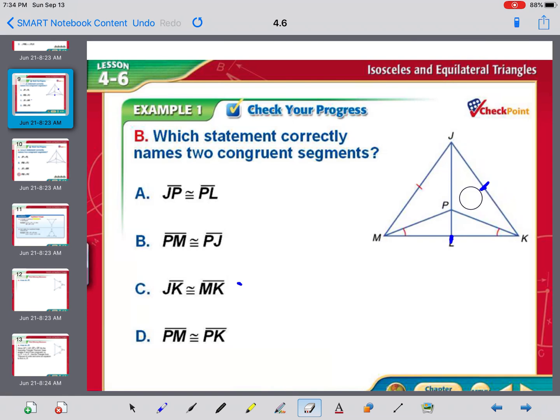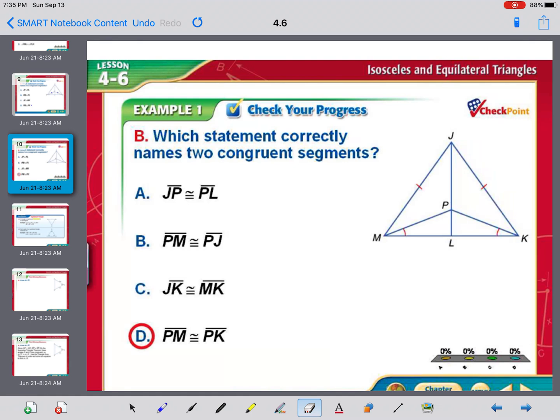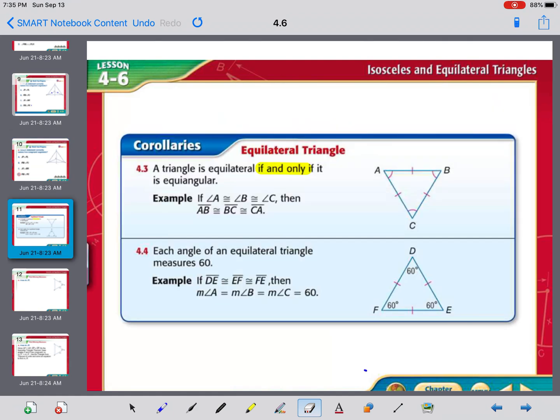JK, which is marked, and MK, which is this bottom side down here. In order for those to be congruent, you'd have to have the angle opposite that, which is that one, and the angle opposite that, which is that one, congruent, and we don't have that. So I'm hoping it's D, because I'm running out of options. This says PM and PK, and that's true, because across from this one is this angle, across from this one is this angle, and those two, in fact, are marked congruent, so the answer is D.